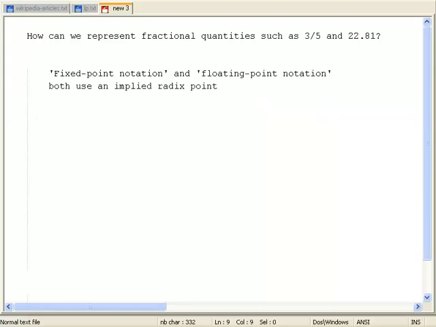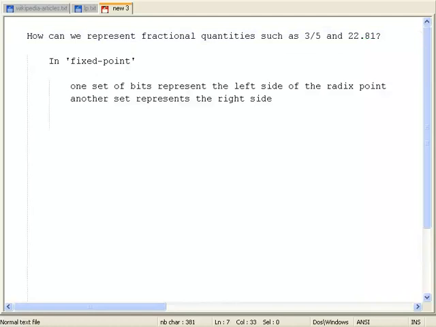The other 2 schemes for representing fractional quantities are called fixed point notation and floating point notation, and they both have in common that they use an implied radix point. I'm sure in your math class you probably learned to call this the decimal point, but it's more generically called the radix point because you would only call it the decimal point if you're dealing in decimal, but of course in the computer we're dealing in binary. But rather than call it the binary point, we call it the radix point to refer to this dot. Of the 2, fixed point is more straightforward than floating point, so we'll look at that first.